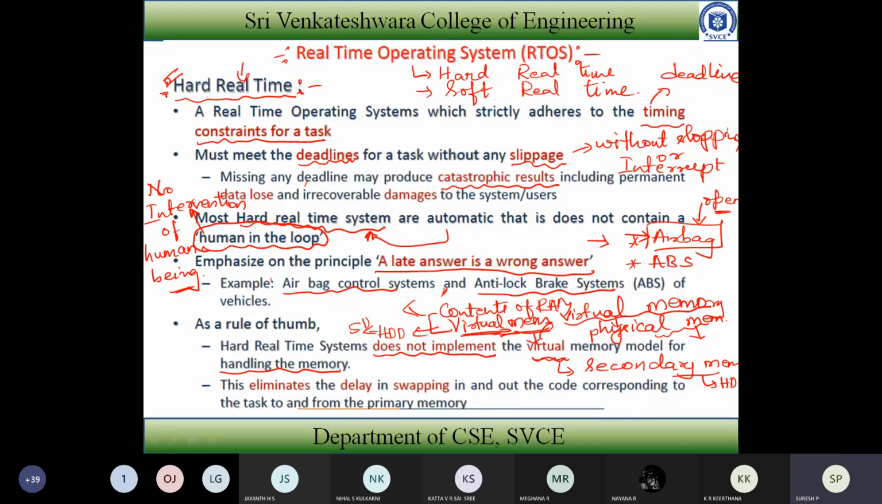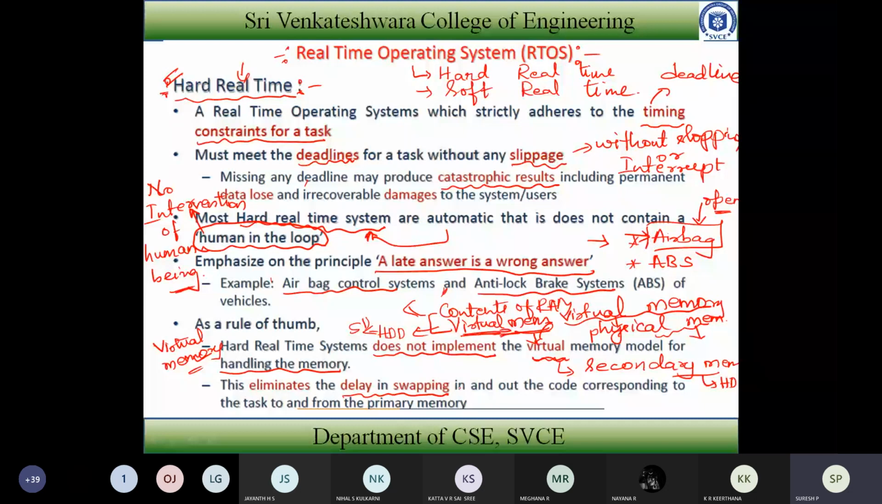Now, if you have the virtual memory, what is the advantage? That is the next question. If you are using virtual memory, this eliminates the delay in swapping. Whenever you want to execute some other application while some process is running, whatever data is in your RAM, I have to remove that code from the RAM and insert the code from the secondary memory. So I have to swap it.